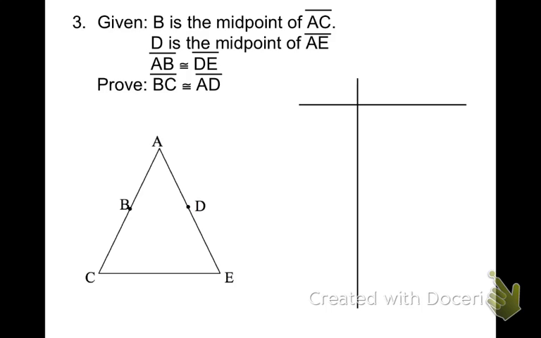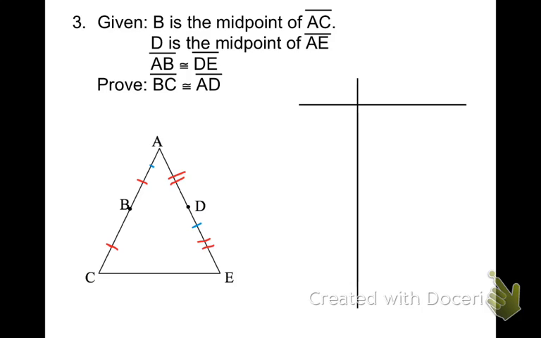One more here. B is the midpoint of AC. D is the midpoint of AE. And we know that AB here is congruent to DE here. Prove BC is congruent to AD.